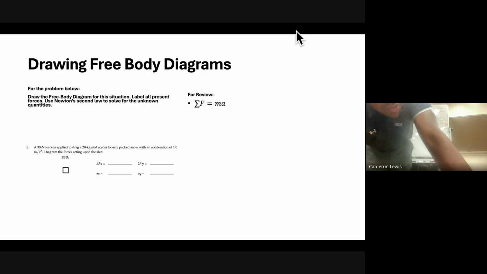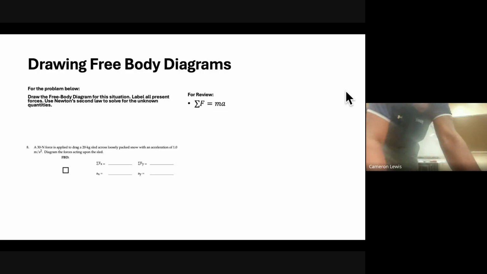Reading this problem, we have a 30 newton force that's applied to a 20 kilogram sled to drag it across some snow. And then we have an acceleration of 1.0 meters per second squared. We want to draw the forces acting upon the sled, and then try to solve for them.